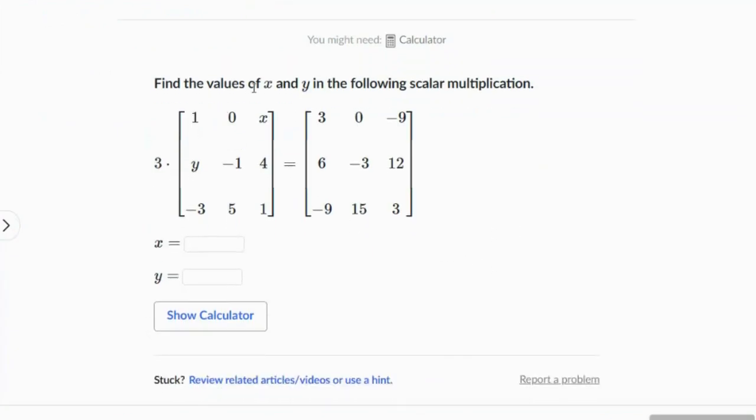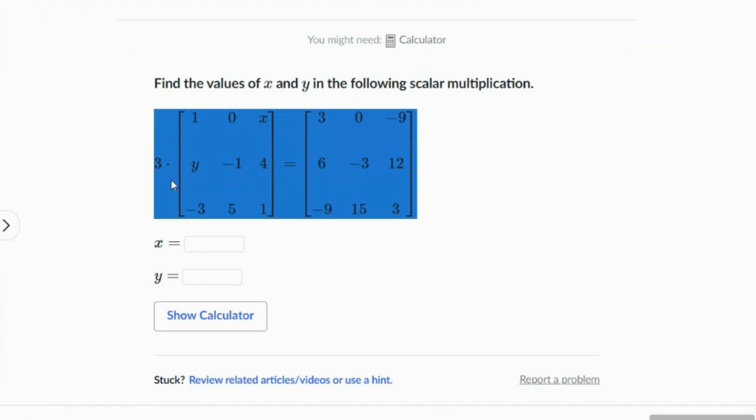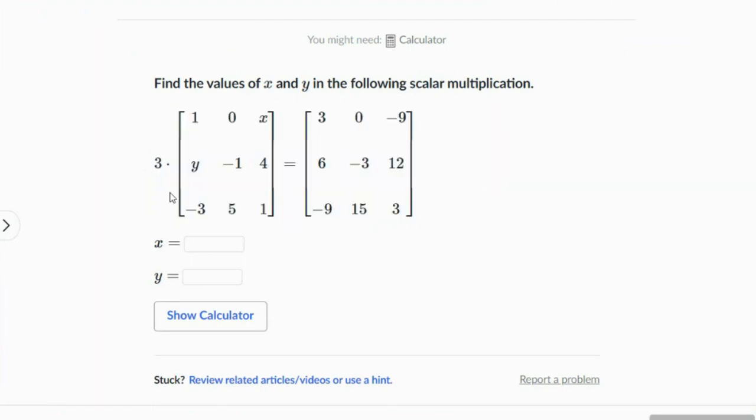Oh, find the values of x and y in this scalar multiplication. So this is being multiplied by 3. See the 3 out front. X is up here on the top row. Y is the first entry on the second row. So if we multiply 3 times x and we end up with negative 9, all you have to do is take negative 9 and divide it by 3 to see what you multiplied by. X must be negative 3. Because 3 times negative 3 would be negative 9.